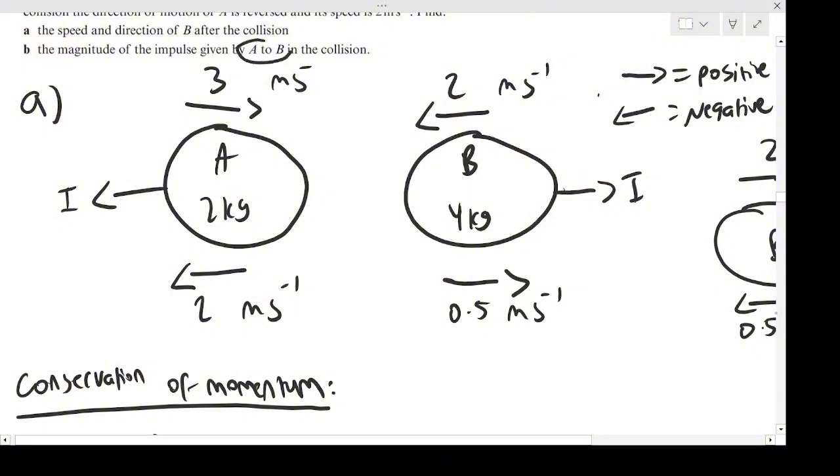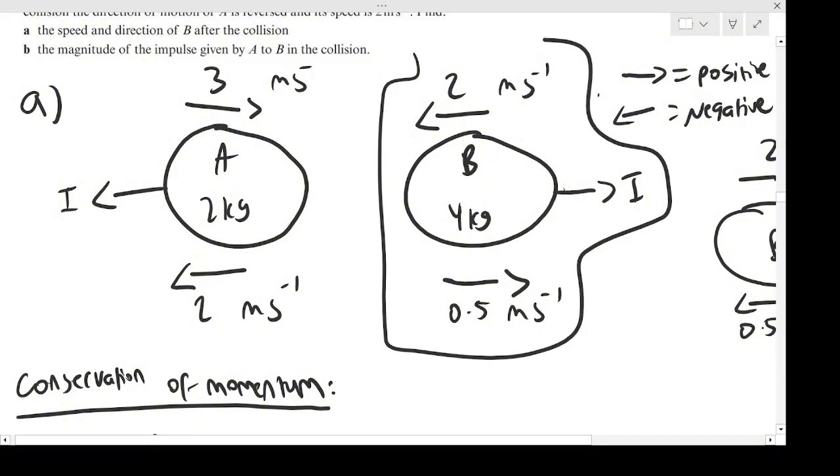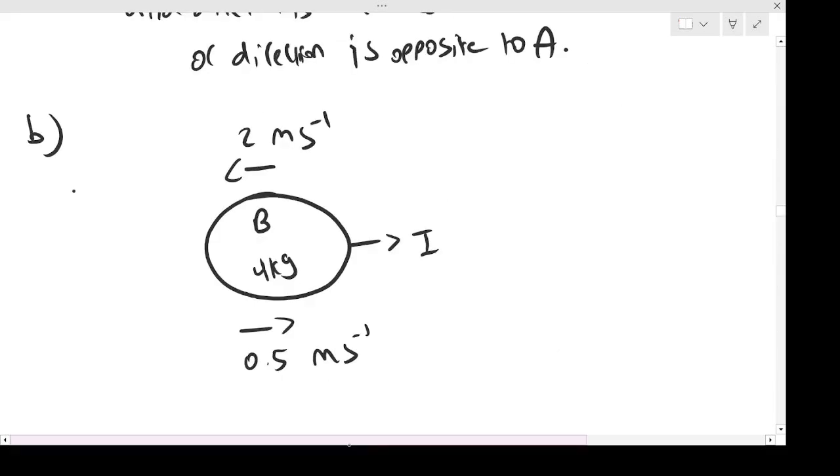But they want me to consider the impulse of A to B, so the impulse that A gives to B. So the impulse of B then, the impulse that B gets. Let me just consider the diagram for B on its own, so I can work out the impulse by just considering B. I'm just going to draw the diagram for B below. So this is the diagram for B then. I've just copied the diagram out here.